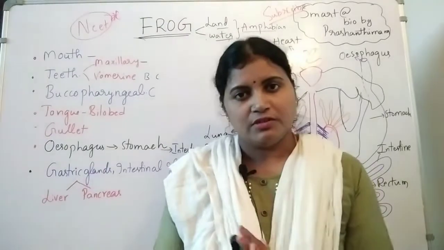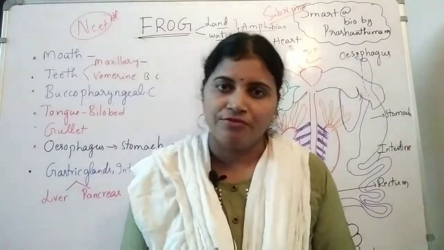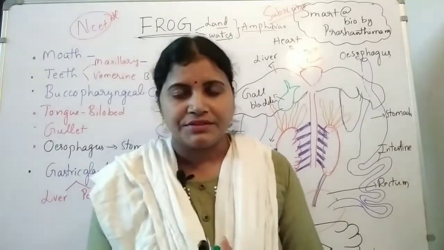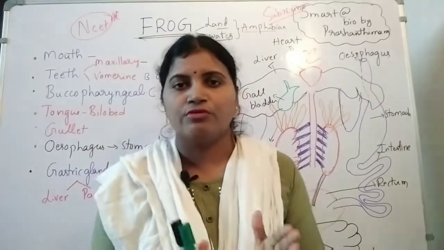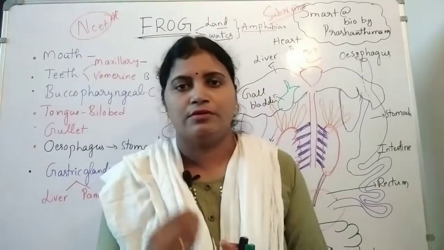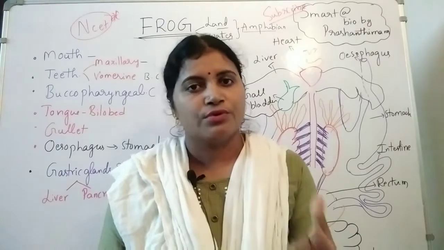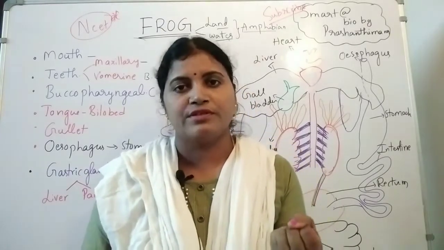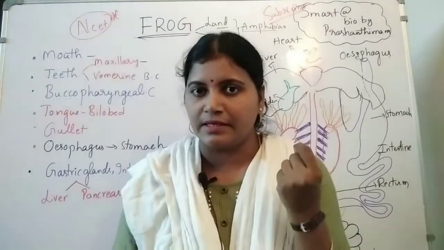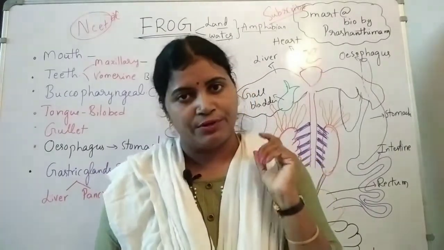In this session we are going to see the digestive system of the frog. Before going to the digestive system, what type of animal is the frog? The frog is a carnivorous animal. Carnivorous animals depend on other animals like insects and small creatures. So the frog is a carnivore.